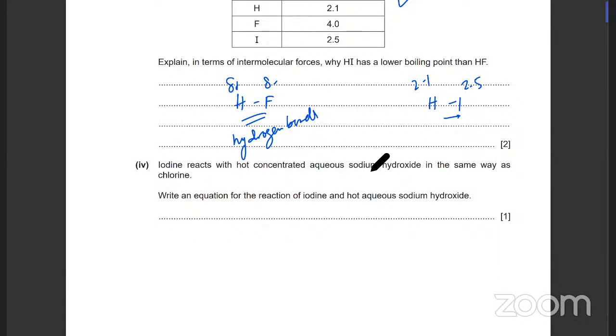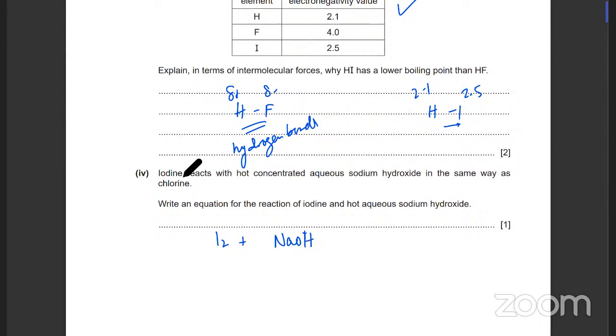Iodine reacts with hot concentrated sodium hydroxide in the same way as chlorine. So what is going to be the reaction of iodine with hot concentrated NaOH? NaI plus NaIO3. NaI plus NaIO3, the same as with chlorine and water. You can either try and balance this, but remember the balancing as well for this one. That's given in the notes as well.